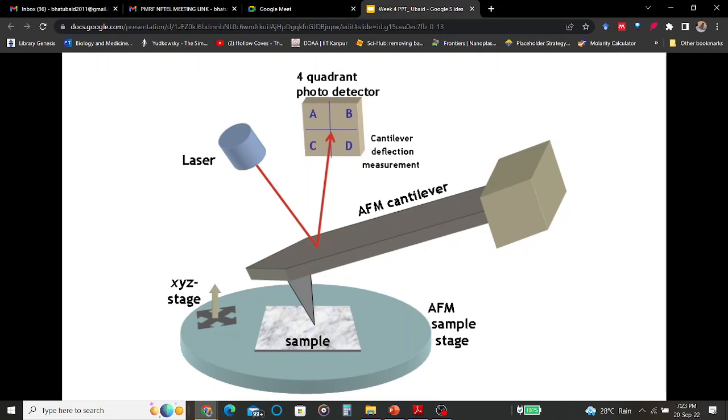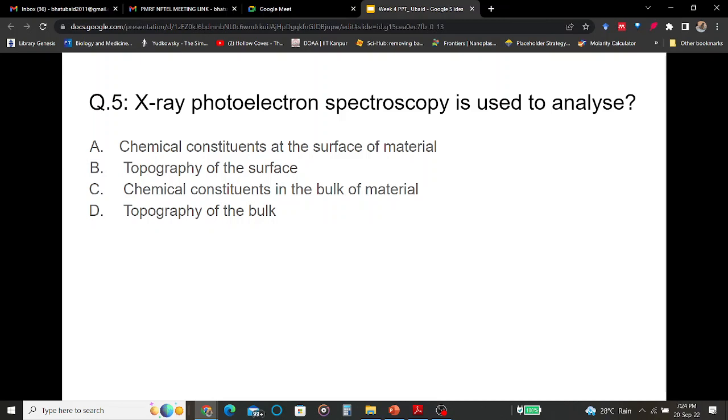So the deflection is measured. And another is non-contact AFM, in which the probe is not in contact with the sample. It is only about 1 nanometer above the surface. So this was all about atomic force microscopy. Now I will move to the next question.